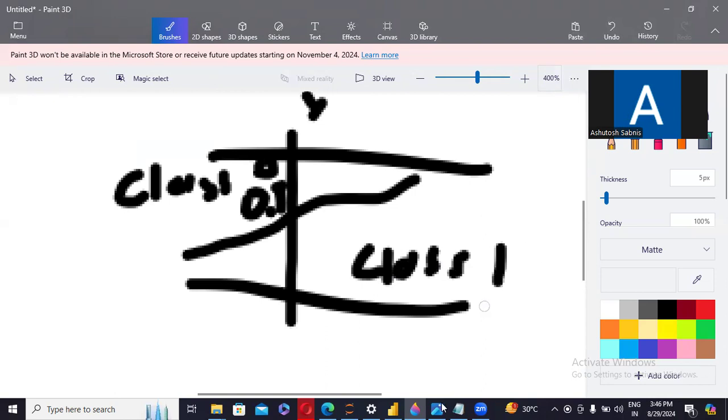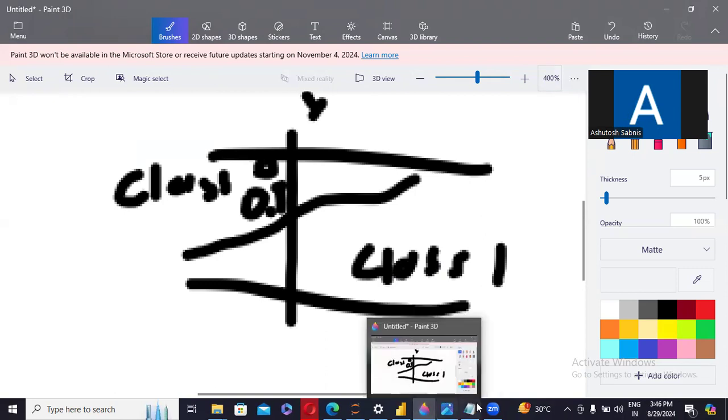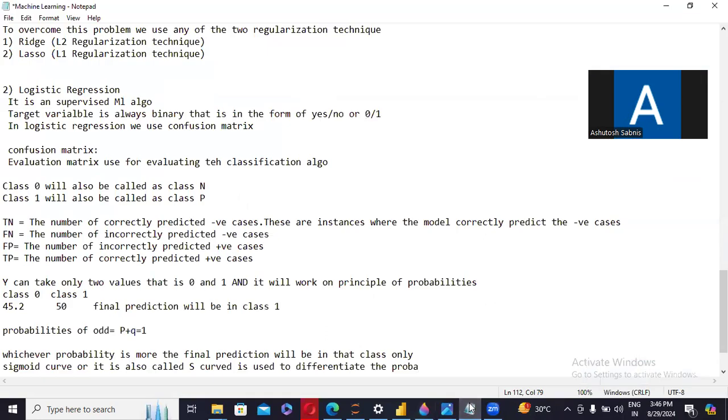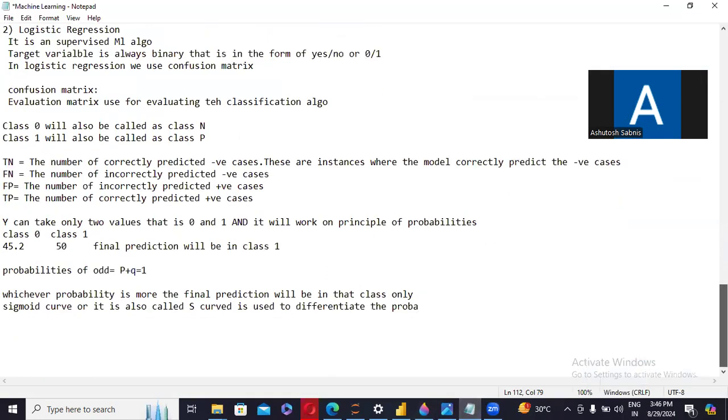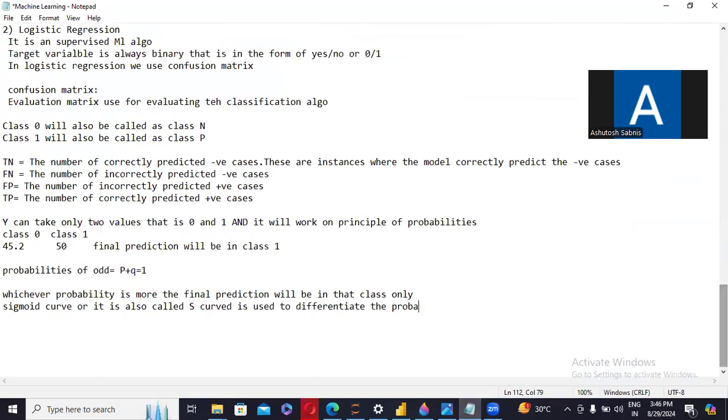Okay. This was all about logistic regression that I have explained to you. In the next lecture, we are going to study the evaluation parameters of logistic regression. I hope you understand the concept.